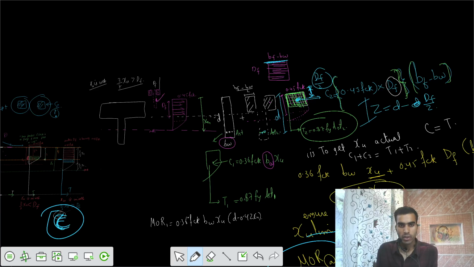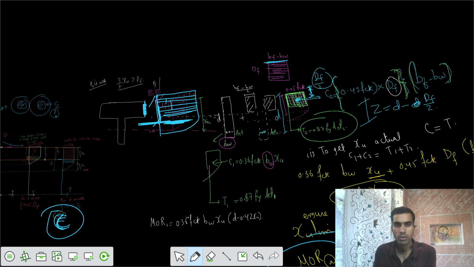we said that your neutral axis is such that 3 by 7 of XU was somewhere here. So this was your 3 by 7 of XU, that was greater than DF. So this was DF, but 3 by 7 XU was up to this part. That means constant stress variation was up to this part. After that, we have parabolic variation. That means the stress in the flange was a constant value of 0.45 FCK.